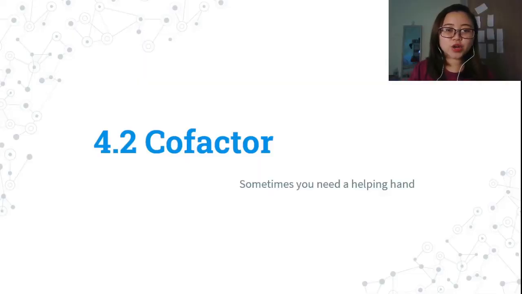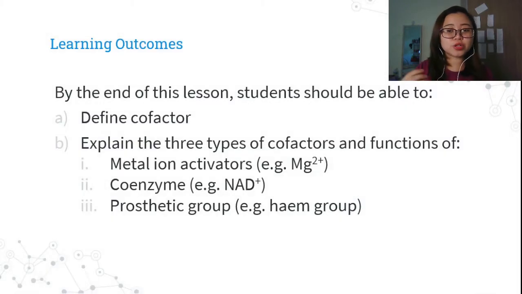And in this video, we'll be talking about 4.2 cofactors, because sometimes enzymes need a helping hand in order to carry out their functions. Before we go into the content, as per usual, let's have a look at the learning outcomes for this lesson. I hope that by the end of this video, you should be able to define what is a cofactor and also explain the three types of cofactors and the functions of each of them.